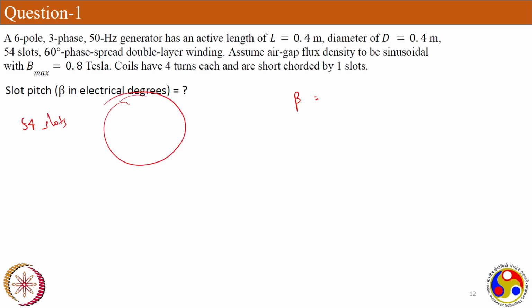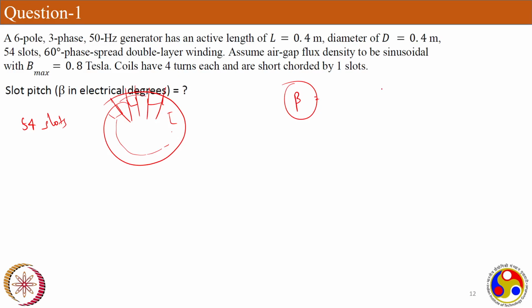Now this 360 mechanical, you have 54 slots. So on, so on, 54 slots. Each slot will have some angle, which is nothing but the slot pitch, beta. First, let's calculate beta in the mechanical. Mechanical would be very easy. It's visually easy to imagine anything in mechanical.